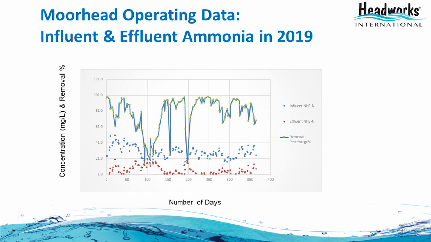This shows the operating data in terms of ammonia. Blue is influent ammonia concentration, red is the effluent ammonia concentration. You'll see that it's a fairly consistent performance throughout the year, regardless of what's coming in, regardless of the dropping temperatures.